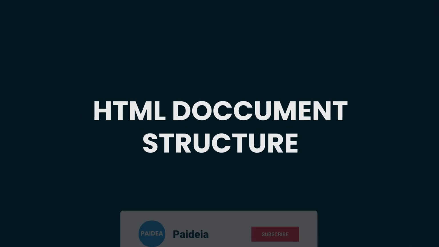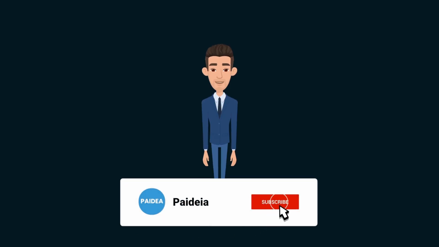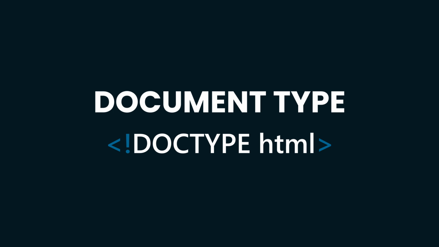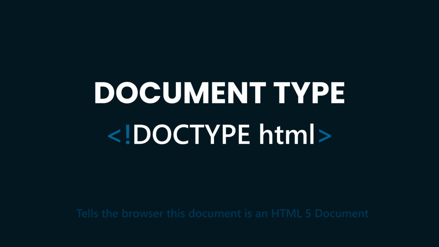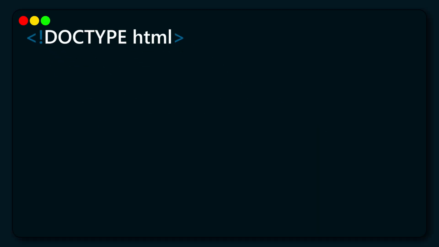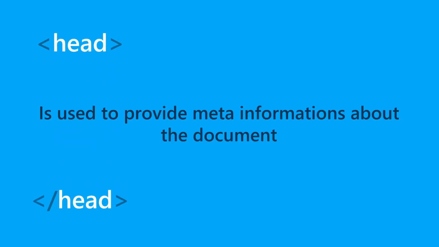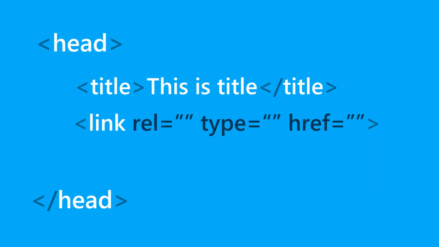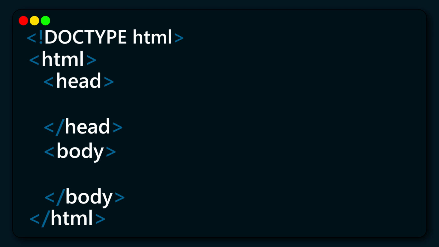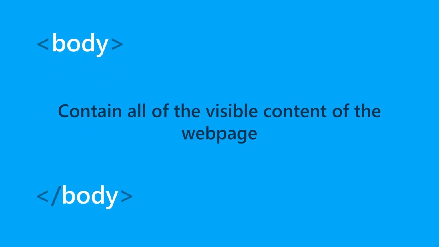HTML document structure. An HTML document typically starts with a document type declaration called doctype HTML, which tells the browser that the document is an HTML5 document. The document is wrapped within the HTML element, which contains the head and body sections. The head section is used for providing meta-information about the document, such as the title, linking to style sheets, or including scripts. The body section contains the visible content of the web page.